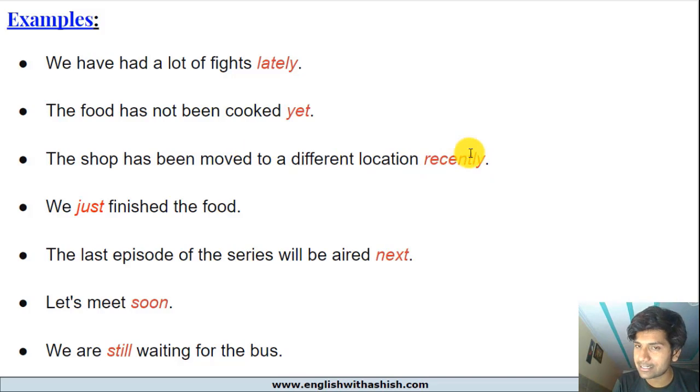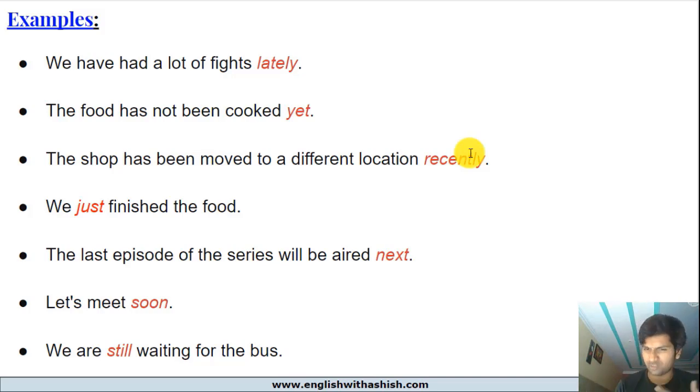The shop has been moved to a different location recently. Moved when? Recently, like a time in the past which is quite close to the present. So let's suppose you're walking past a shop and the shop is closed and people are gathered there talking about the fact that the shop is closed and they do not know why. They think it's gonna reopen, right?